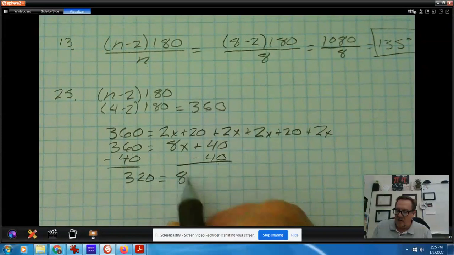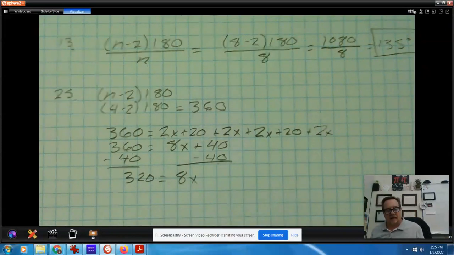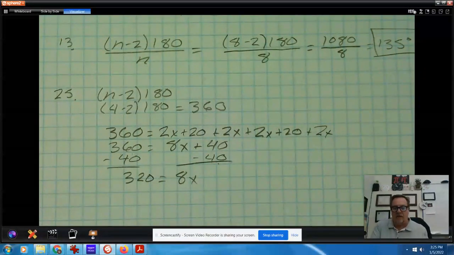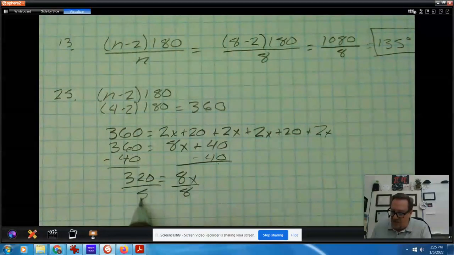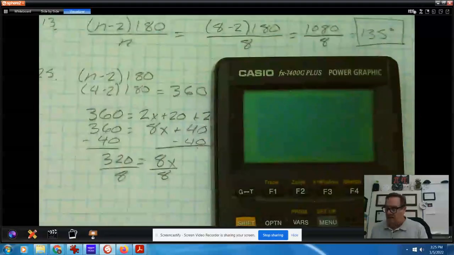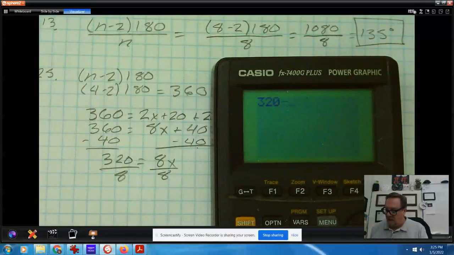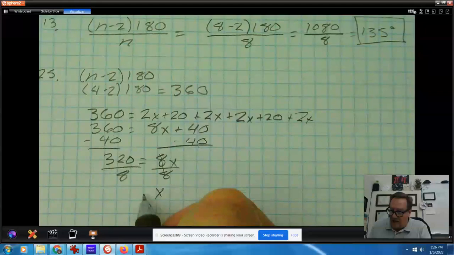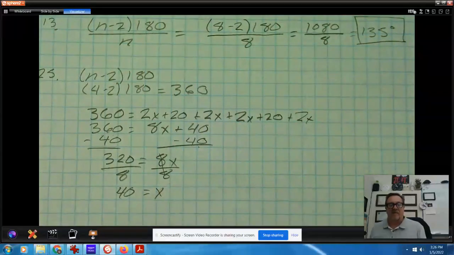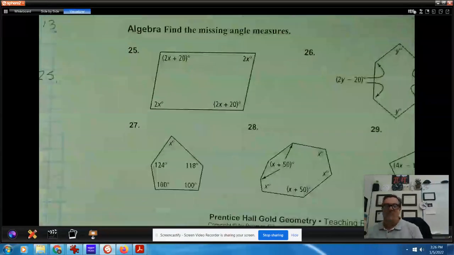These cancel and leave us with 8x. These cancel. Good English, Mr. Boken. All right, so we're going to get 320, and we're going to divide both sides by 8. So we're going to do 320 divided by 8 to give us 40. So 8's cancel, x equals 40. All right, so that's how we solve for x in these.